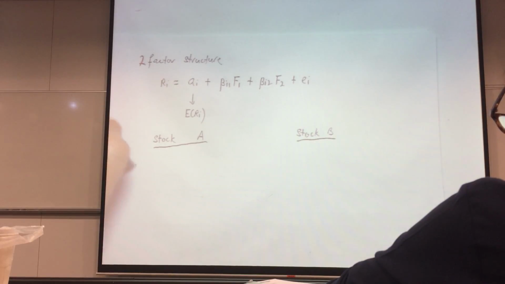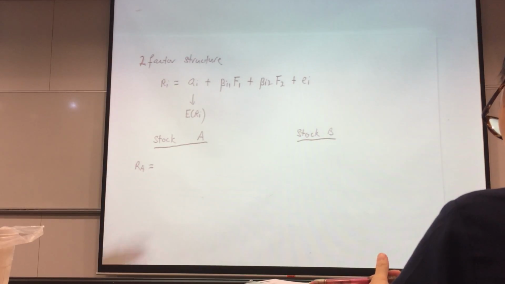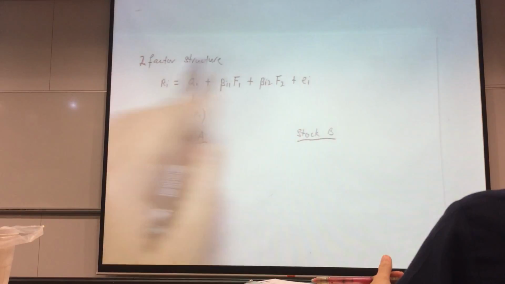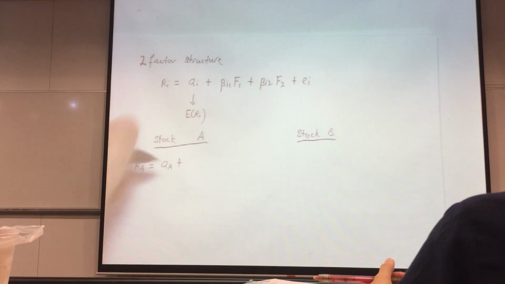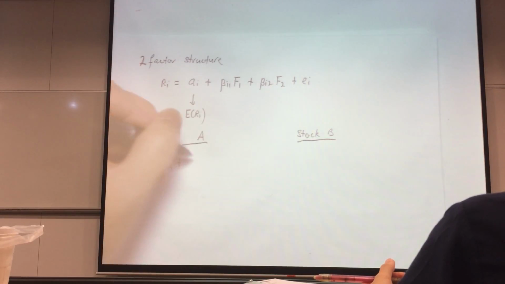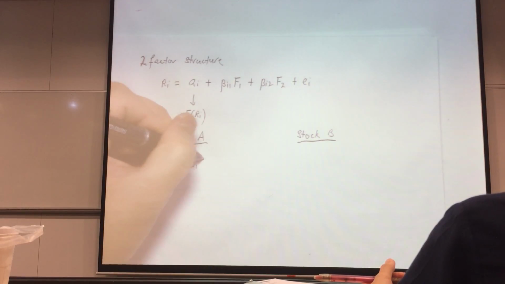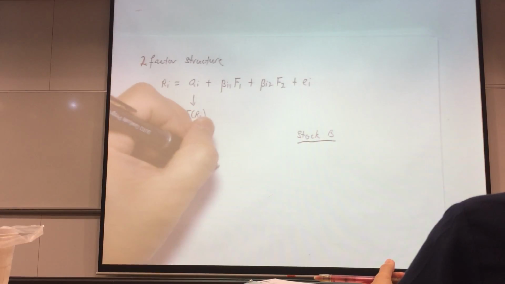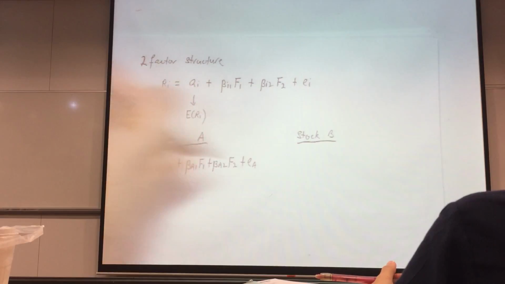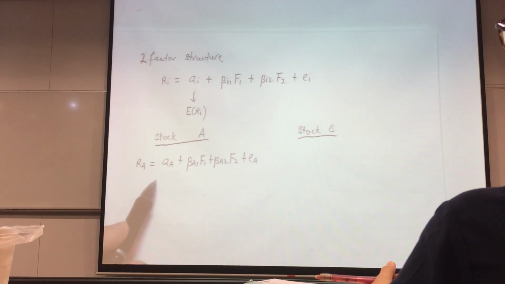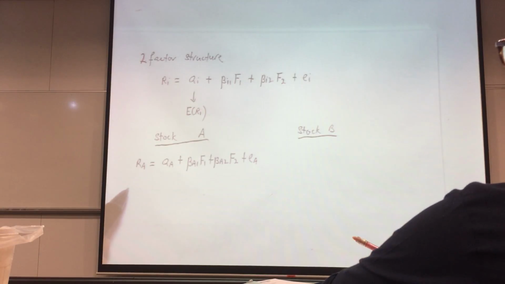What is the return of stock A? We have identified a 2-factor structure in explaining the asset return. So this applies to stock A. Stock A will be given by the expected return, alpha A, and the deviation from expected return can be explained by beta A1 F1 plus beta A2 F2 plus epsilon A. So we apply the two-factor structure to explain the exact A return.